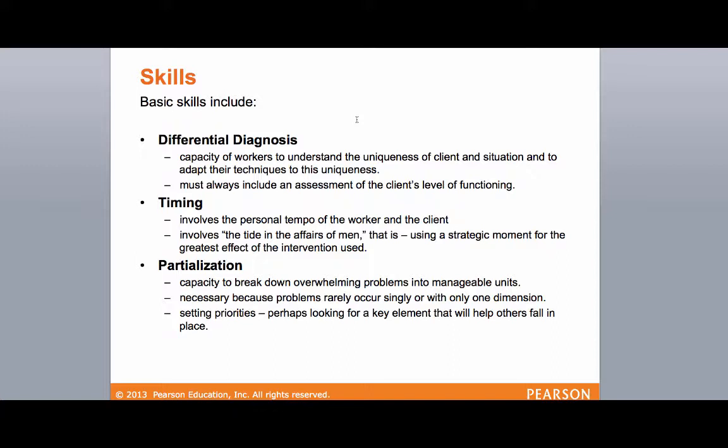Sometimes, I think the chapter suggests, when you know there's a key element, and when you deal with that key element, the other things kind of fall into place afterwards, and so sometimes you might look for that also. But partializing, again, is breaking things down into something that's much more manageable. And it is something that when we become overwhelmed with life, when we become overwhelmed with particular trends in our life or whatever is going on around us, we lose the skill of being able to do. And so it's helpful to have somebody come in that can kind of help you break things down into manageable parts.